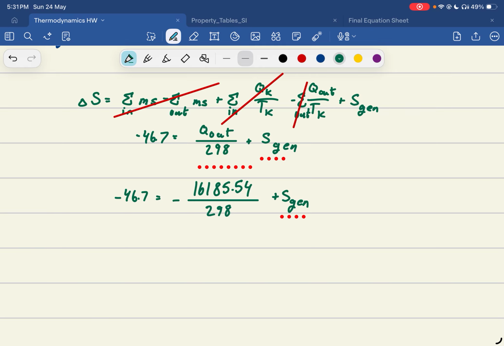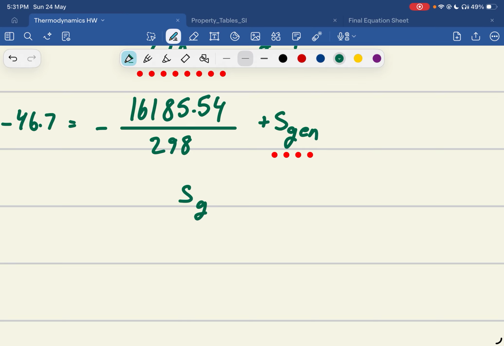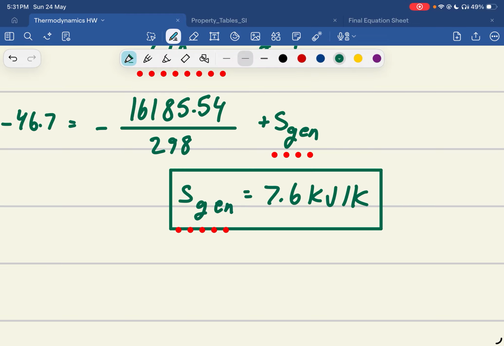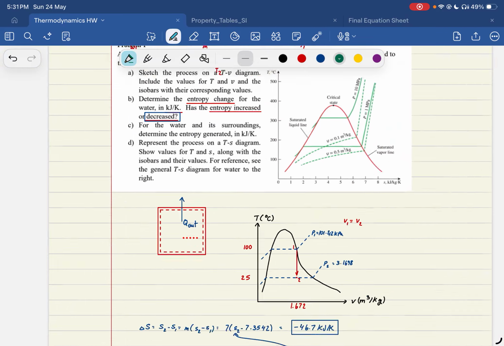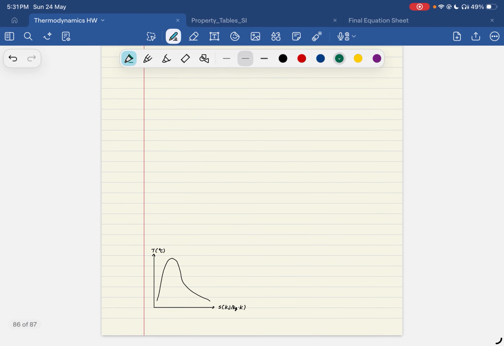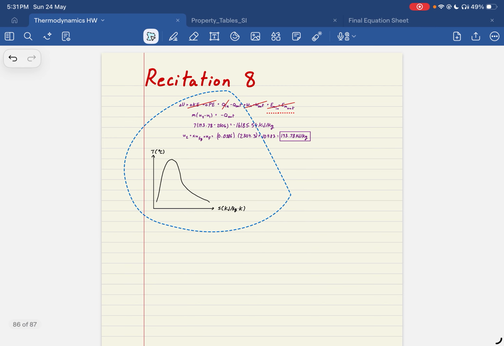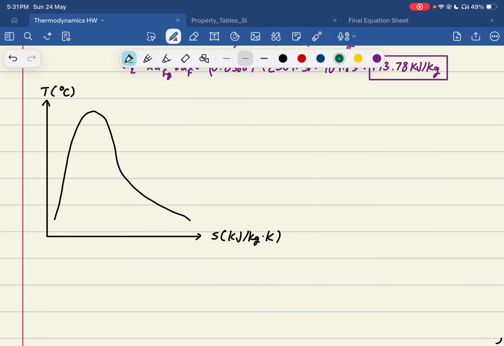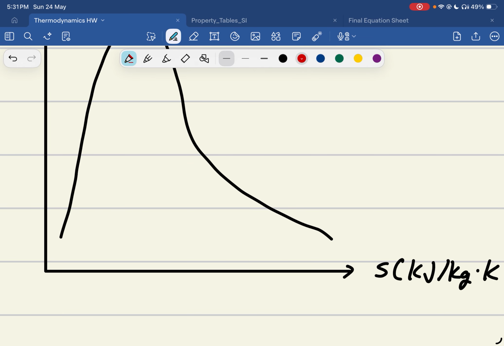Okay, 46.7. And our S gen value should be 7.6 kilojoules per kilogram Kelvin? I mean, kilojoules per Kelvin. Okay. And now we want to redraw everything and put it in a T-S diagram. Okay. So our temperature 1, so we know this still. Okay. But we don't know where our S value is.